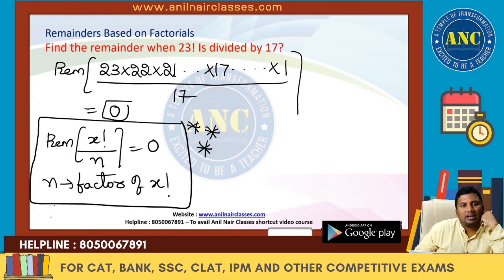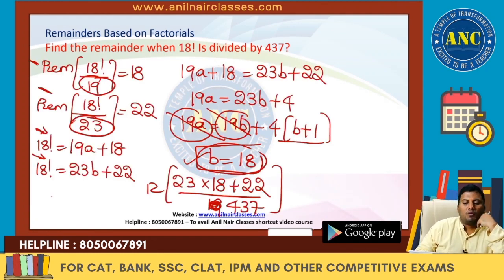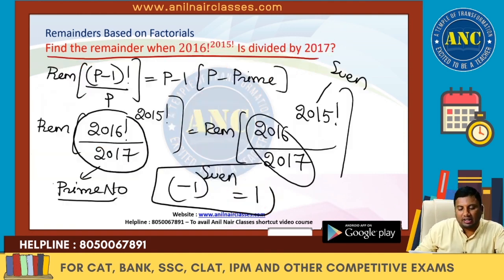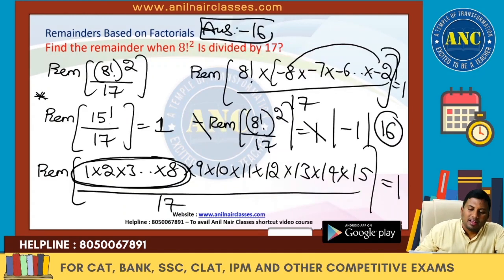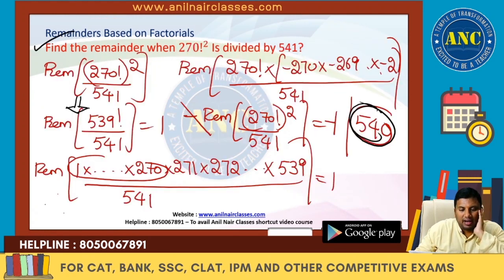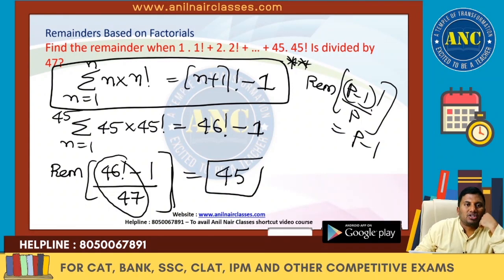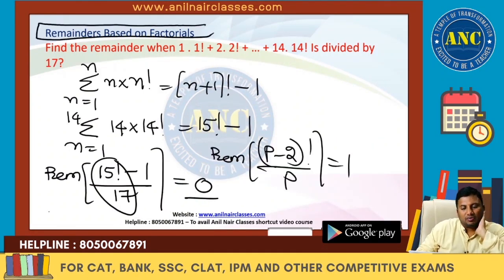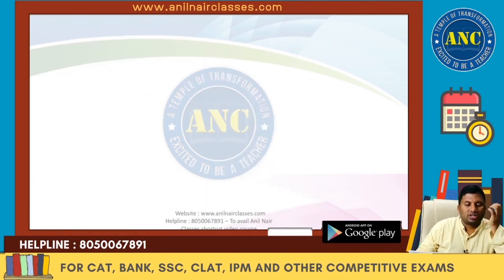What if denominator is a factor of numerator? What if denominator is a product of two prime numbers, 19 and 23? What if the number is of the form p minus 1 by 2 factorial whole square divided by p? 71 minus 1 is 70 by 2, which is 35 factorial. Another three questions. Summation n into n factorial is n plus 1 factorial minus 1. Questions based on that one.